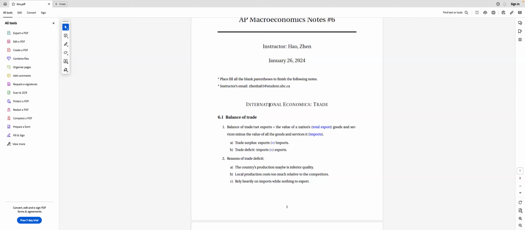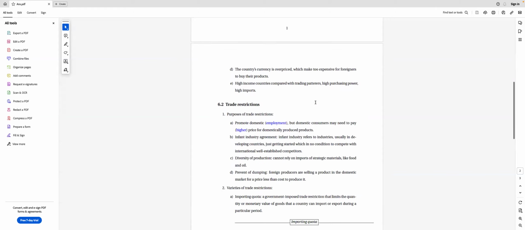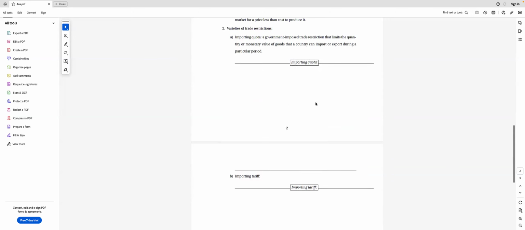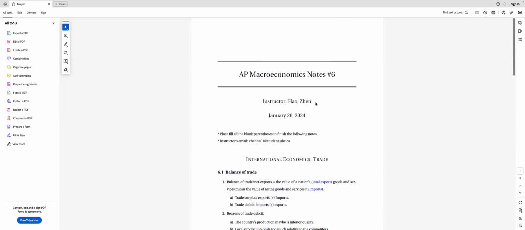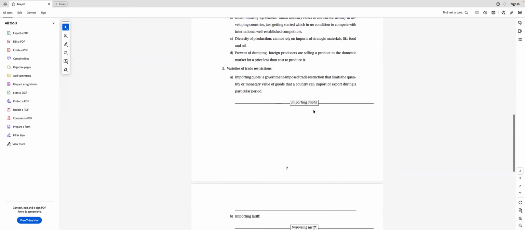Okay, basically this part of stuff is called international economics. By adding "international" before economics, we are talking about economic connections between two different countries. But in notes number 6, we focus more on international trade. As you can see, the lecture notes here are actually very short, only 3 pages.